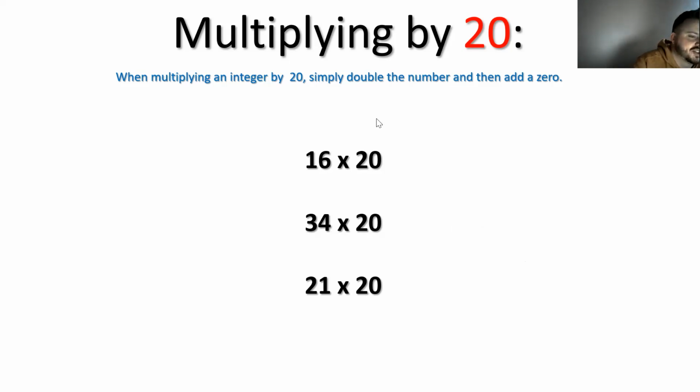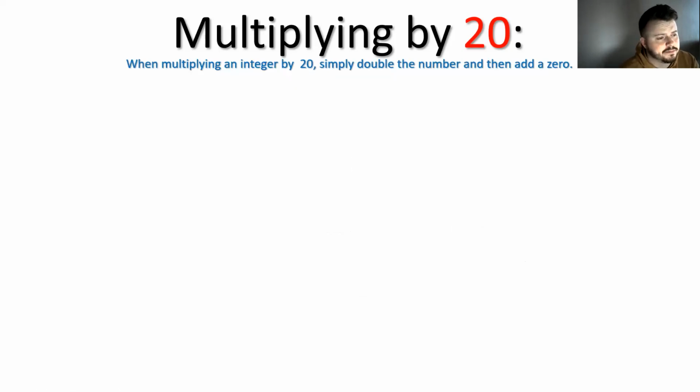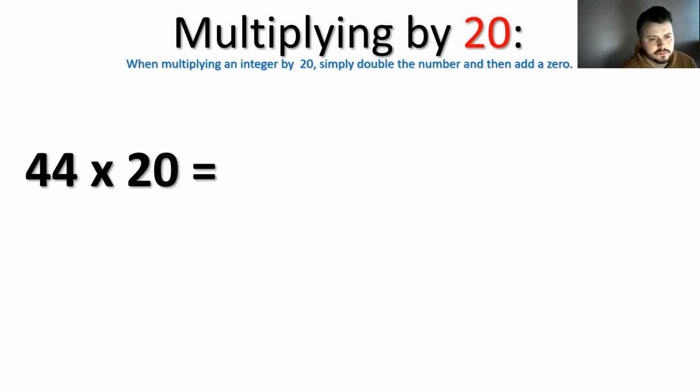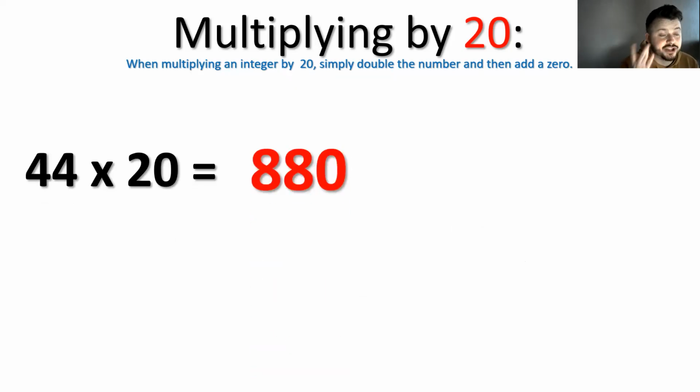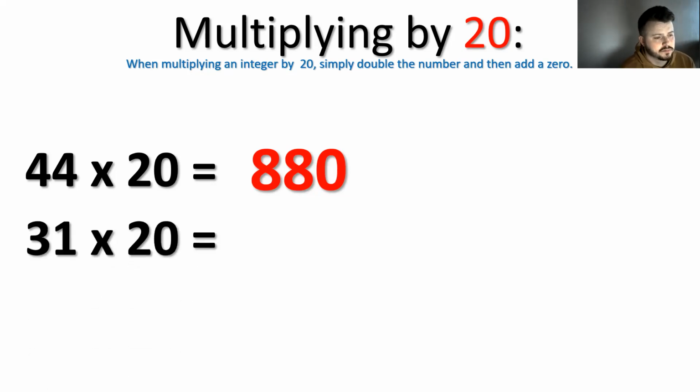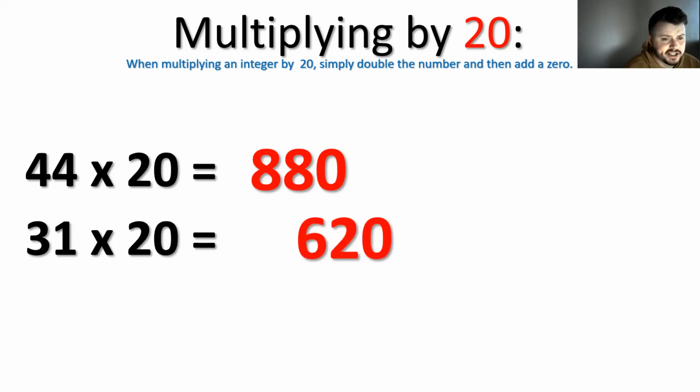All right, so first question is coming up now. The answer is 880. If we double 44, we get 88. If we add that 0, we get 880. Okay, next question. If we double 31, we get 62. If we add the 0, we get 620. Final question.